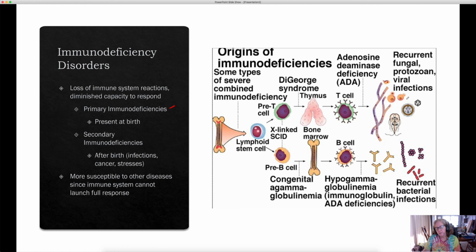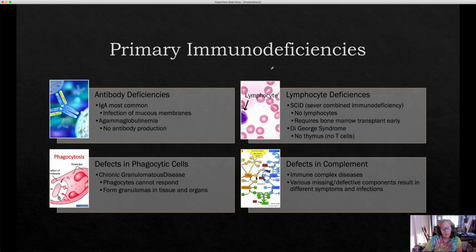So here are just a couple of examples of some origins of immunodeficiencies. A primary immunodeficiency could, of course, start in the bone marrow, and then this develops into blood cells that are not functioning properly. Here's DiGeorge syndrome, which is an issue with the thymus. The thymus is not functioning properly, so T cells are not primed correctly. ADA deficiencies and recurring bacterial infections, all of these are effects of these different lymphoid immunodeficiencies.